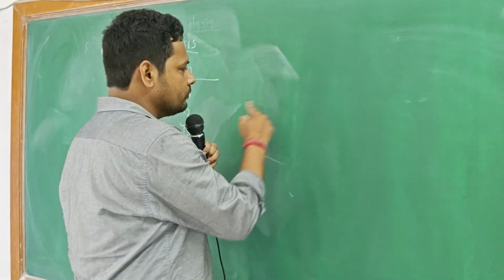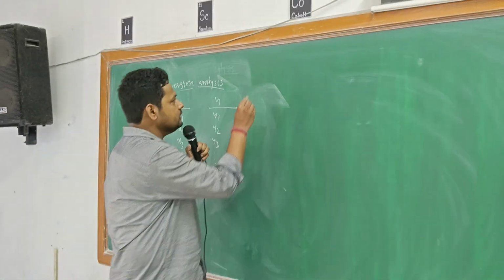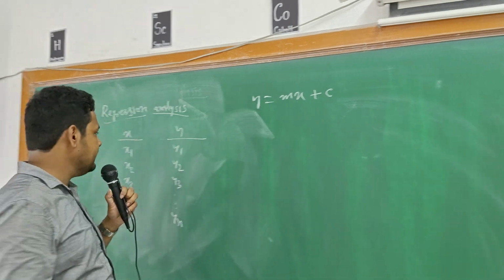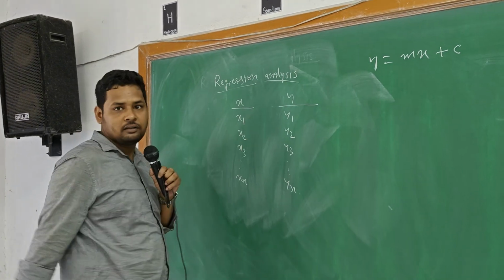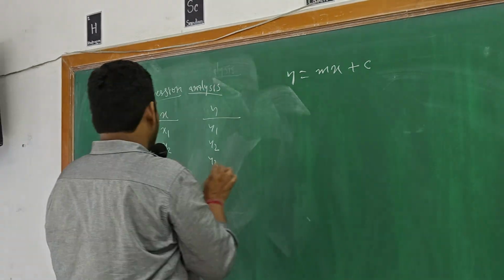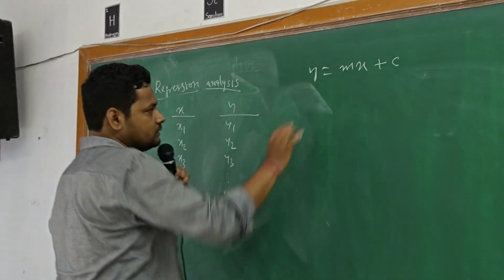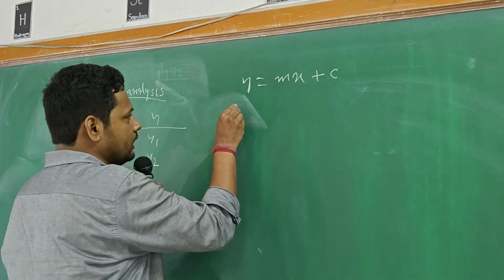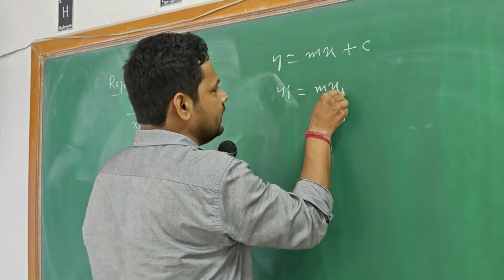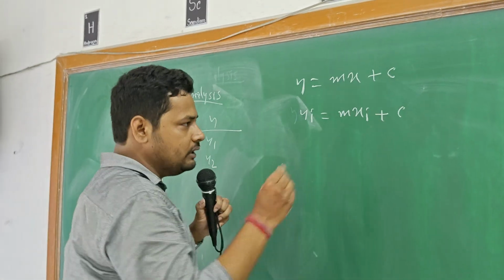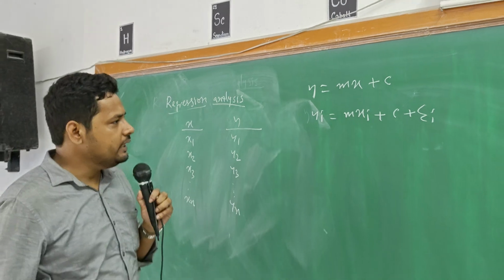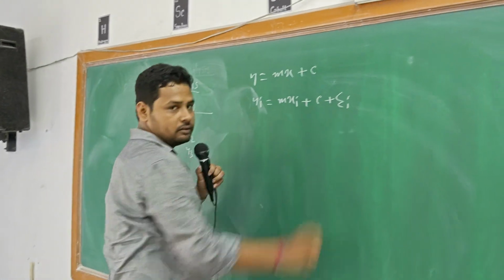Now what we want to do? We want to draw a straight line, say y equal to mx plus c, which best fits this data. So for that, when we replace these values by this straight line, then we must have yi equal to mxi plus c with some error term epsilon i. So our main objective is to minimize this error.